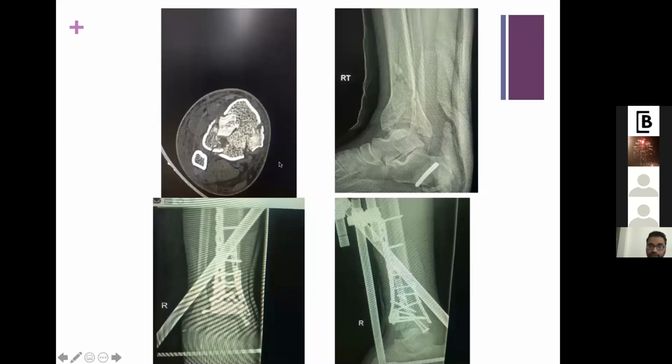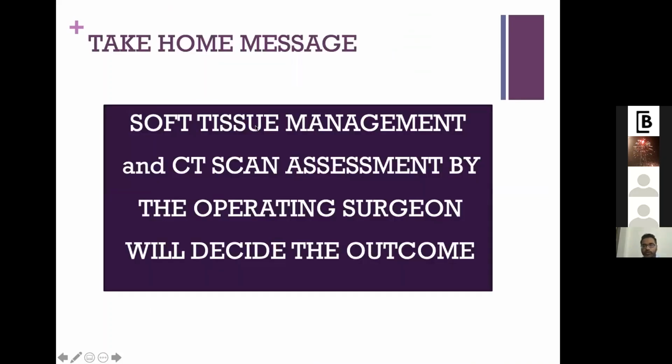A CT scan is definitely going to help decide your approach and position. Here you can see the fracture is completely comminuted, in the sagittal plane and transverse plane, and you should fix anteriorly and posteriorly and medially also in this case. So the take home message from my topic is that soft tissue management and CT scan assessment by the operating surgeon will decide your outcome more than anything else.